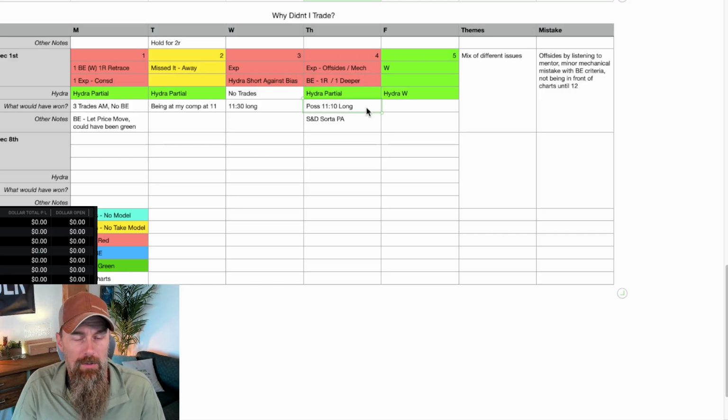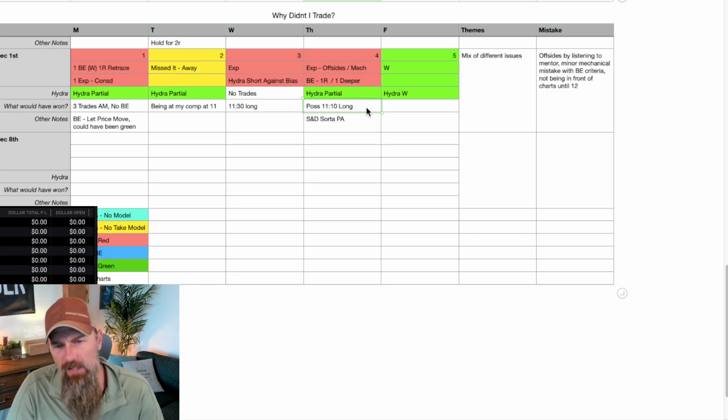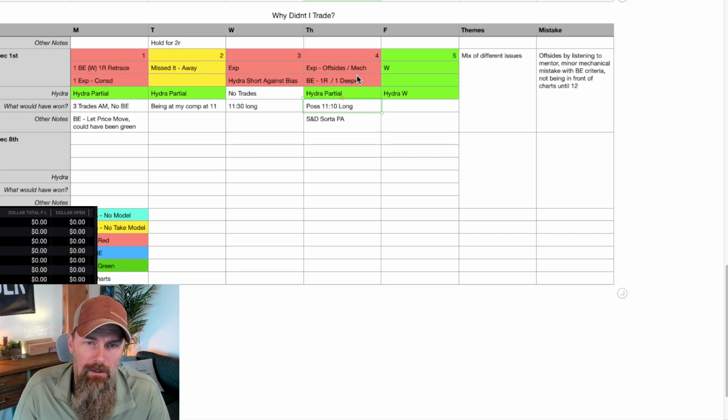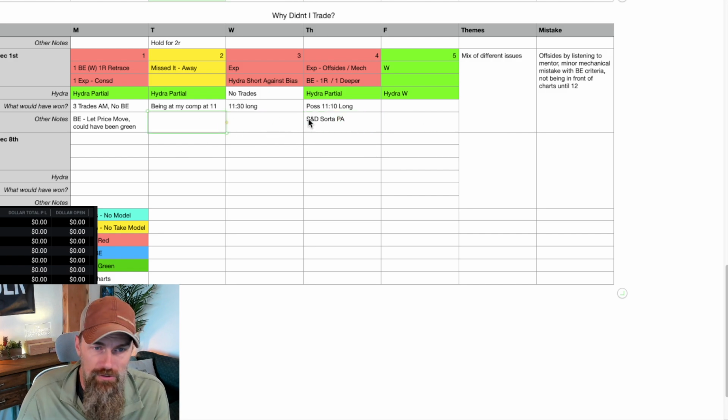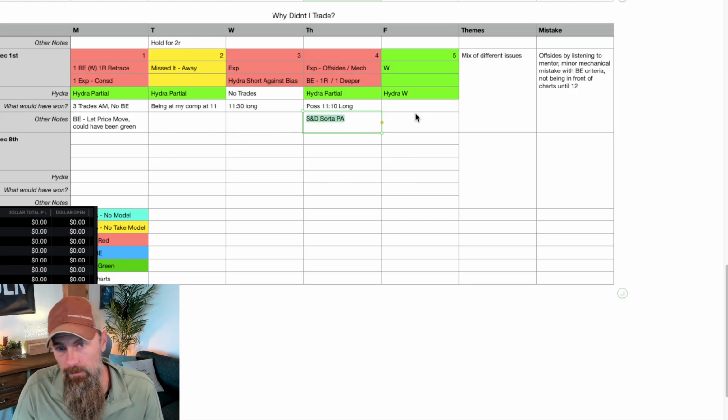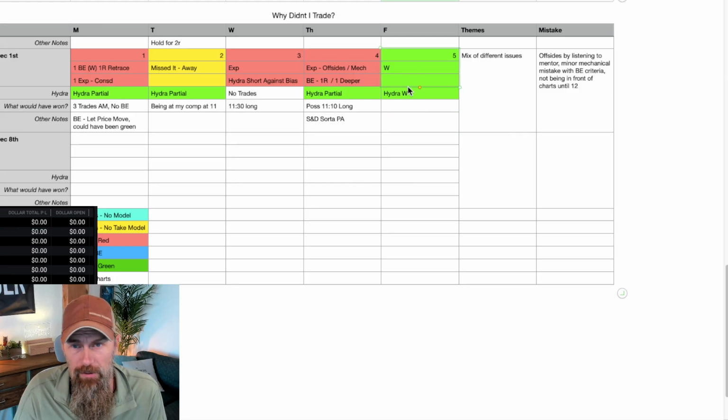So, and I note here, what would have won is a possible 11-10 long, and that's where it went to this next level deeper, and taking this 11-10 long on Thursday would have won. Now also note any other notes, like this was an S&D sort of PA, and I want to note these kind of things where sometimes you'll see patterns where it's like, oh, seek and destroy, and you had it 3 times this week. In this case, I didn't have any other notes other than 1 day of seek and destroy, but it's helpful. And then of course, Wednesday was a green day.